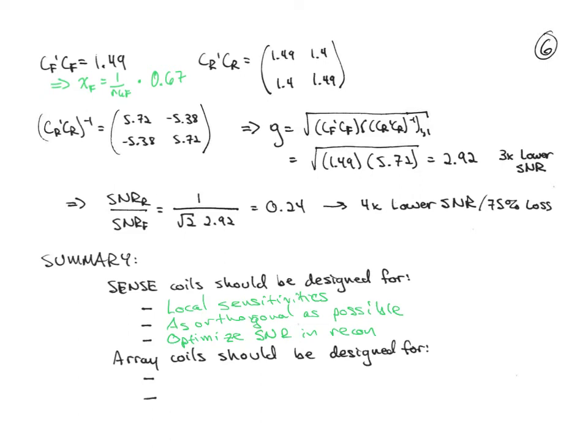So a lot of work has gone into optimizing coils then to get low G factors, especially for modern neuroimaging. Conversely, array coils should be designed for larger sensitivities that don't fall off quickly as you move away from the coil. So there are larger sensitive volumes. And then they ideally would give you approximately uniform signal intensity if you do a root sum of squares reconstruction.